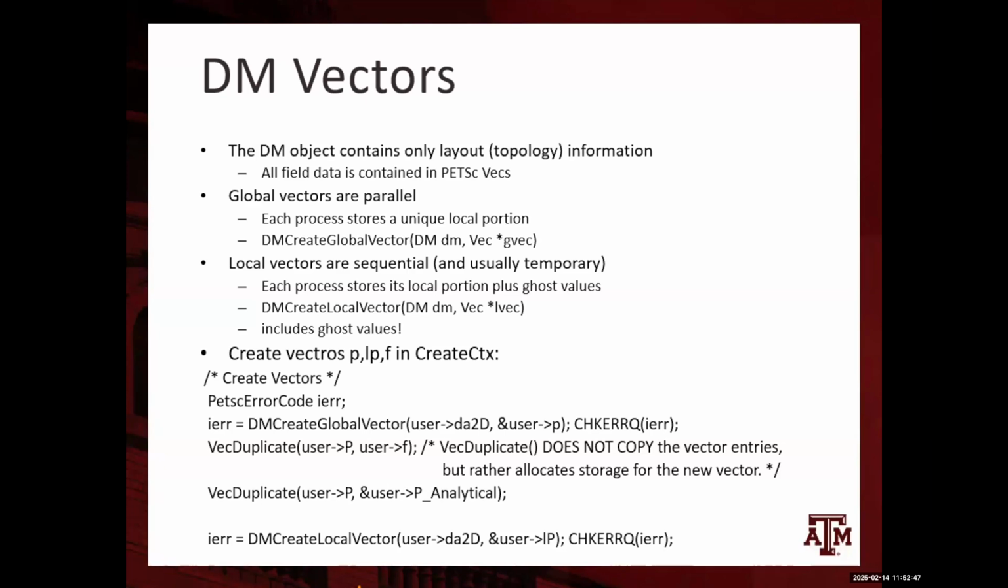And then whenever you calculate a vector, you can do duplicate. Duplicate just allocates memory. It doesn't copy the values. So this creation is just allocating memory for that vector on all the ranks. And duplicate is going to do the same thing. So you're duplicating user F. Basically, you're creating a new global vector F for your right-hand side.